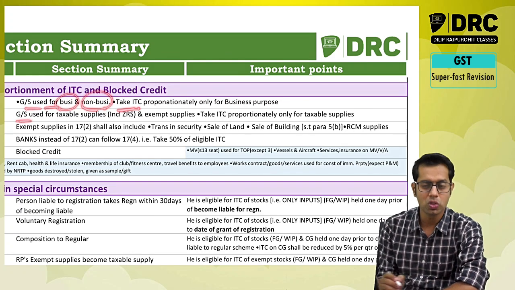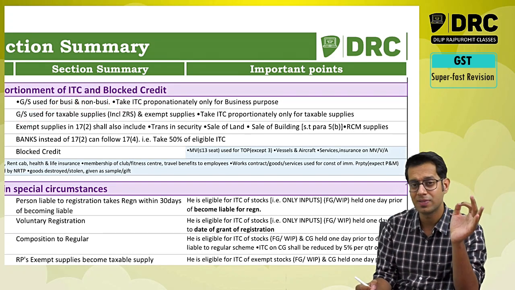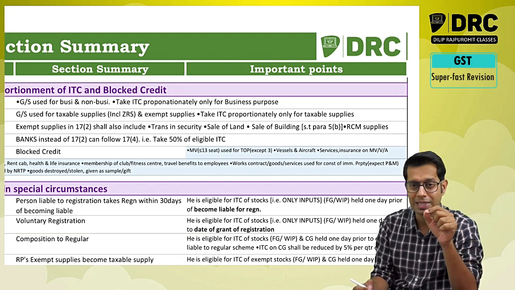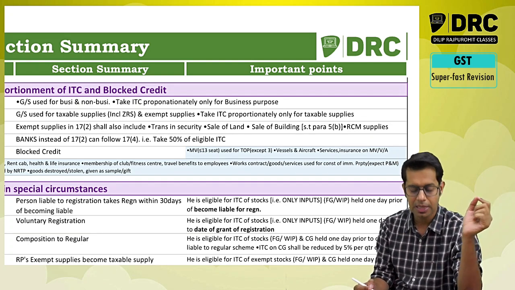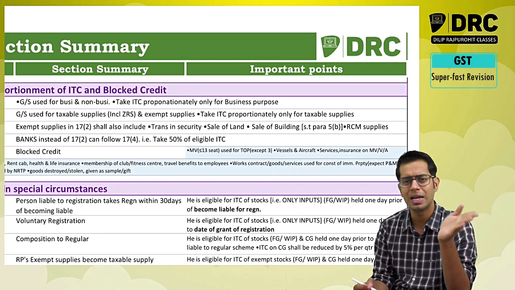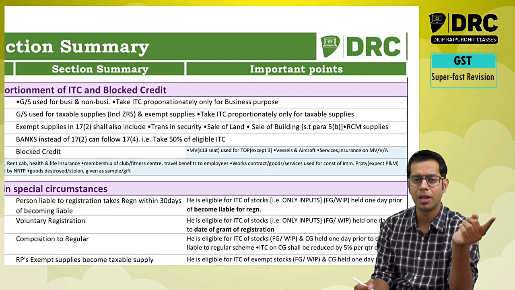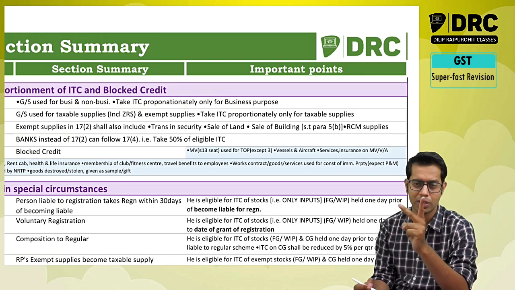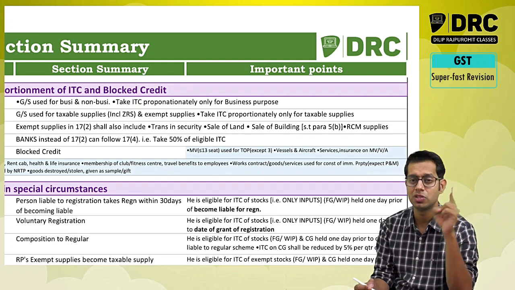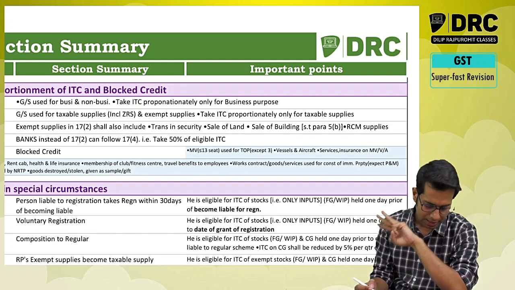If you are using any goods or services or both for taxable as well as exempt supply, take input tax credit proportionately only for taxable supplies including zero rated supplies. Now please note, what is exempt supply? Taxable supplies means the supply of goods or services which are taxable under GST law. Zero rated supplies means export of goods or services or supply made to an SEZ unit or SEZ developer. Exempted supply means supplies which are wholly exempt, which are nil rated, and it includes non-taxable supplies.